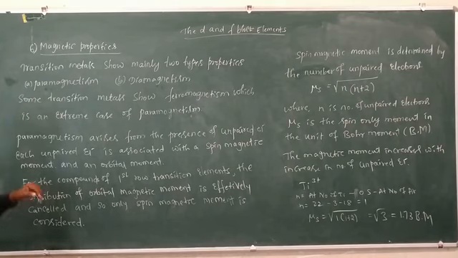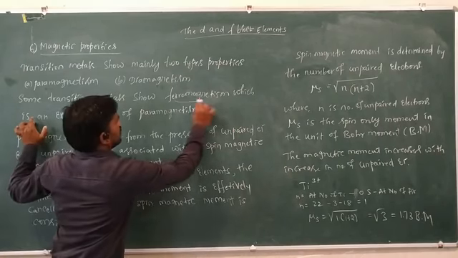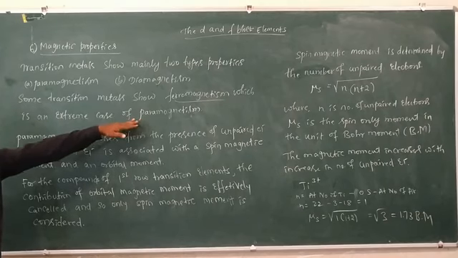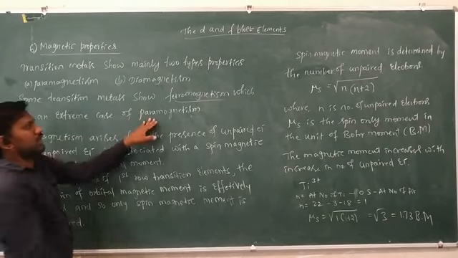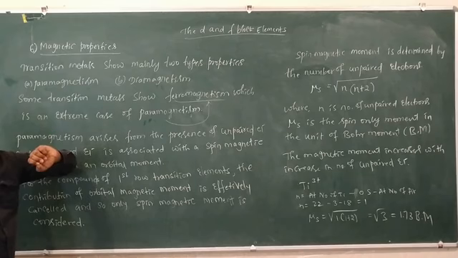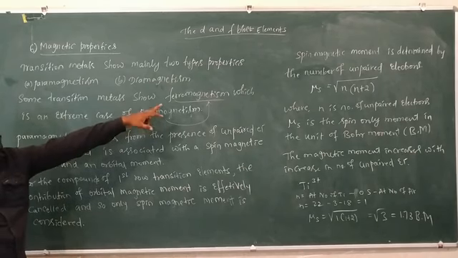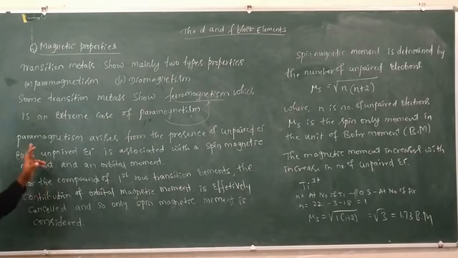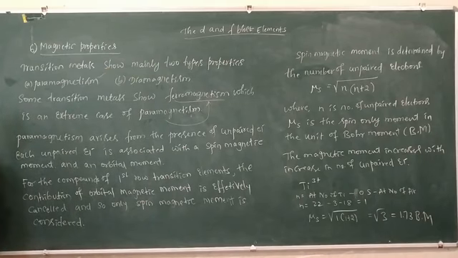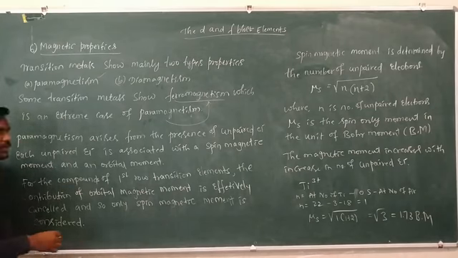In paramagnetism, there are unpaired electrons, so they are attracted toward magnets. Some transition metals show ferromagnetism, which is an extreme case of paramagnetism. Number 1, paramagnetism: it arises in the presence of unpaired electrons.